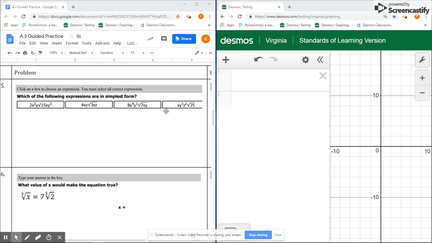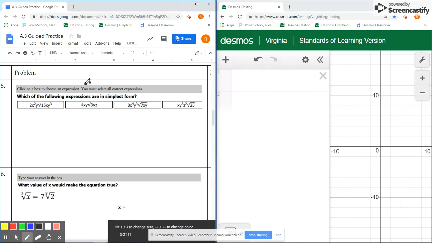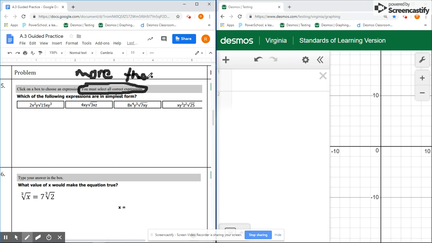All right, let's start with number 5 here. Click on a box to choose an expression, and then you must select all correct expressions. Okay, this must means more than one answer. All right, there could be 2 answers or 3 or 4. There could only be 1, but most likely there's more than 1. All right, so we have to check all 4 of these answer choices. And the question is, which of the following expressions are in simplest form?